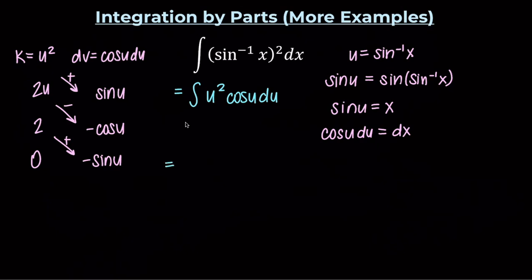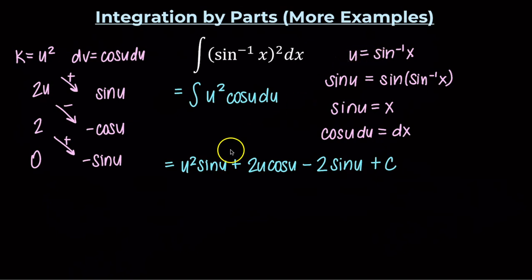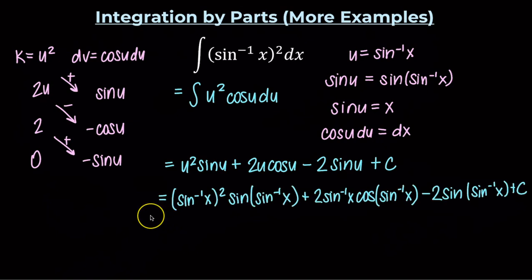So we're going to have u squared sine u, and then plus, since these two negatives are going to make a positive, 2u cosine u, and then minus 2 sine u plus c. But we are going to have to return to x, so replace each of our u's with that sine inverse of x. All right, by the magic of video recording, here we have all of the u's with sine inverse of x substituted in. There is some simplifying that we want to go ahead and do.